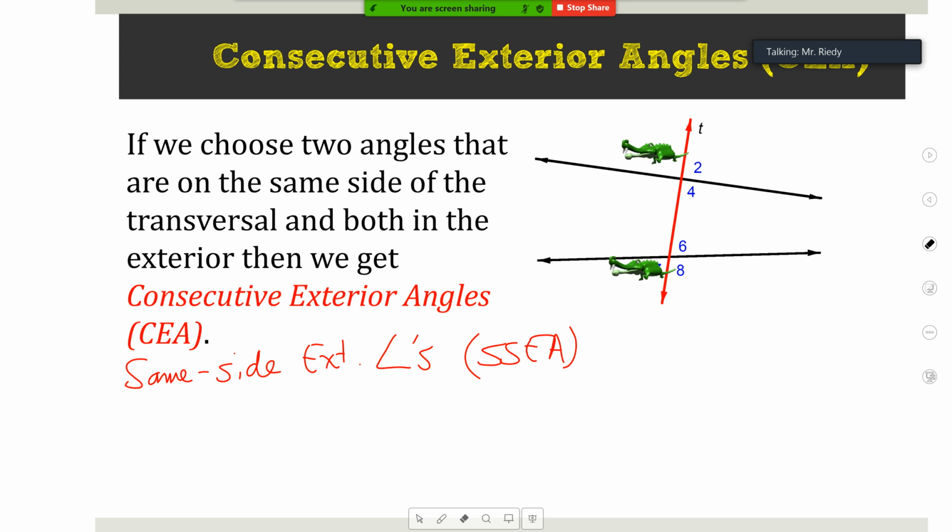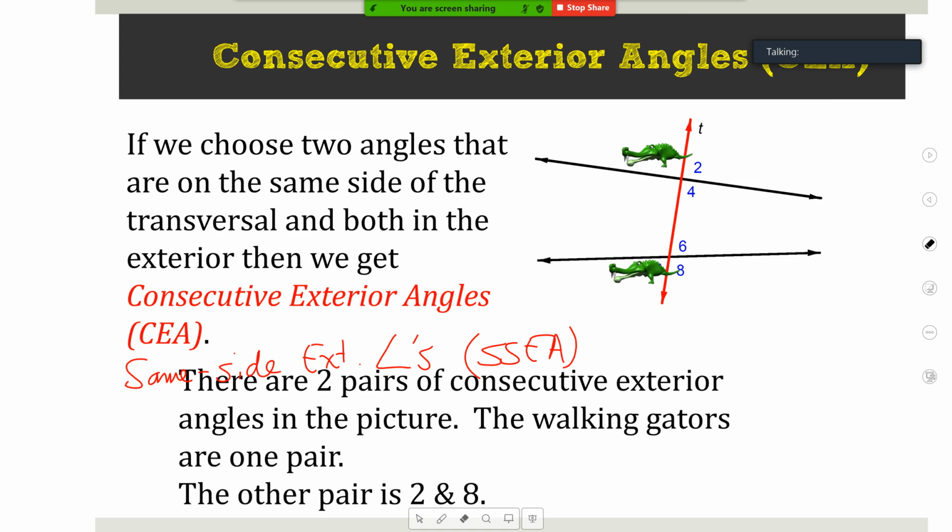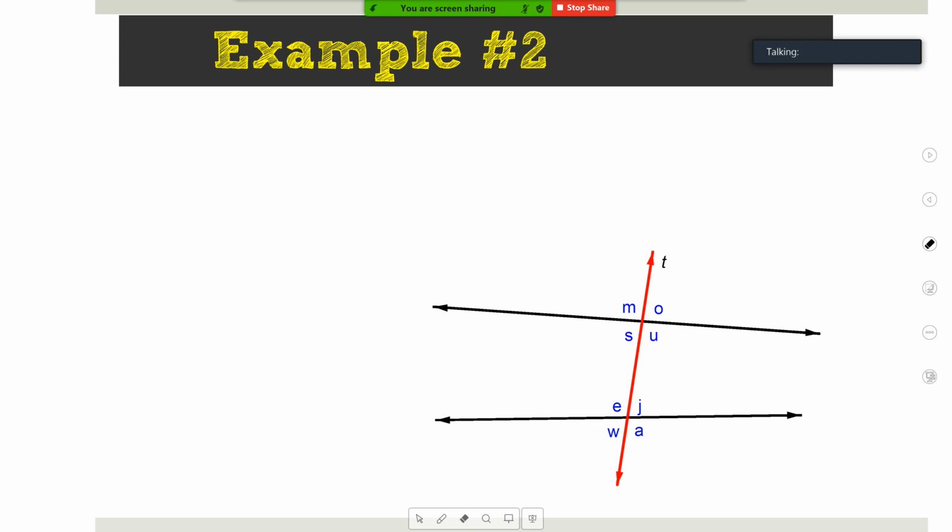And you'll also notice that these are just definitions. We didn't talk at all about the relationship between these angles. Just the fact that they are these types of angles. In a couple minutes, we're going to talk about the relationship between each of these pairs. Okay. Similar picture. I just changed the numbers into letters so that it's not just a matter of memorizing the numbers.